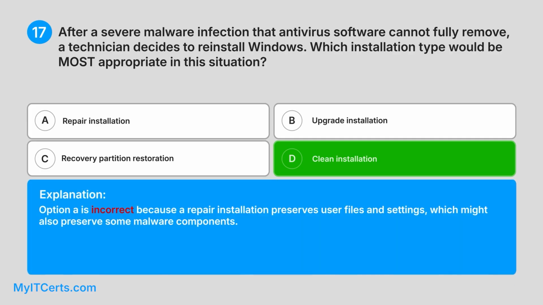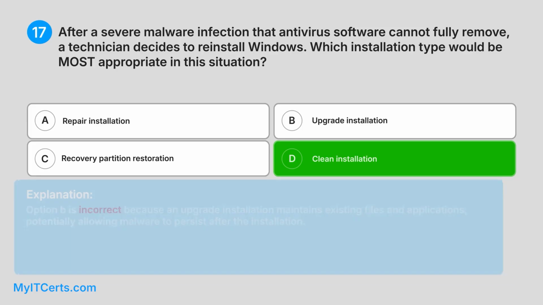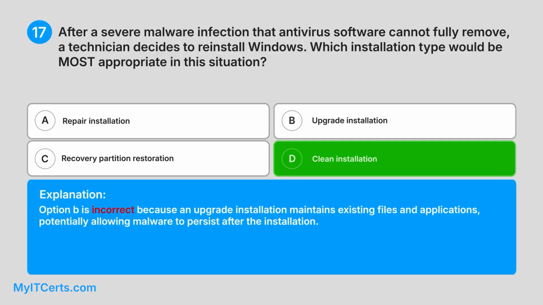Option A, repair installation, is incorrect because a repair installation preserves user files and settings, which might also preserve some malware components. Option B, upgrade installation, is incorrect because an upgrade installation maintains existing files and applications, potentially allowing malware to persist after the installation.